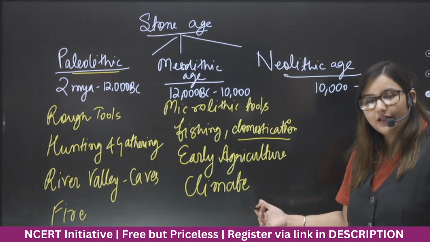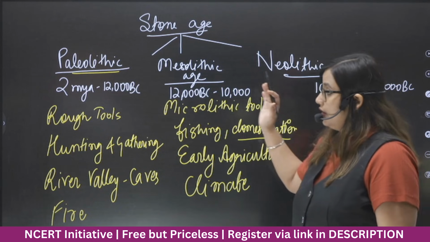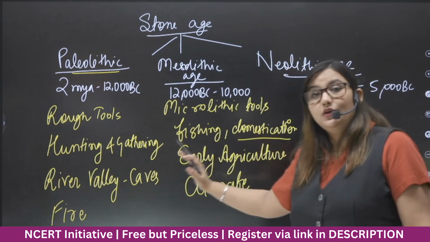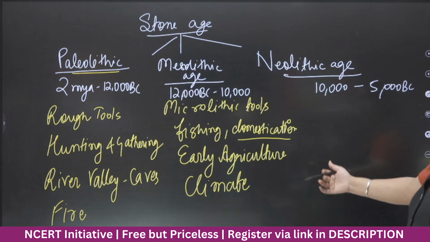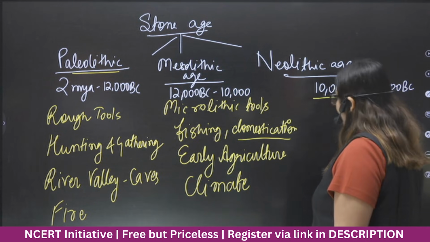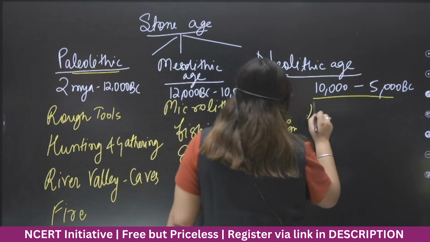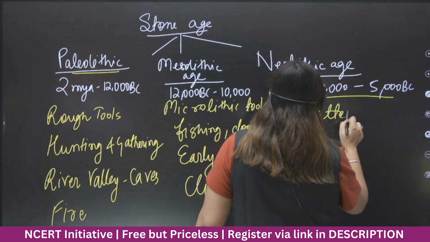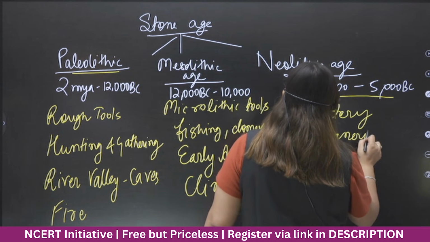In the Mesolithic age, that's why it is known as a transitional age, because from hunting and gathering, we started growing the food. Okay, and then when we started growing the food, we started storing it, right? So the food storage, potteries and granaries are going to be there with you in the Neolithic age.